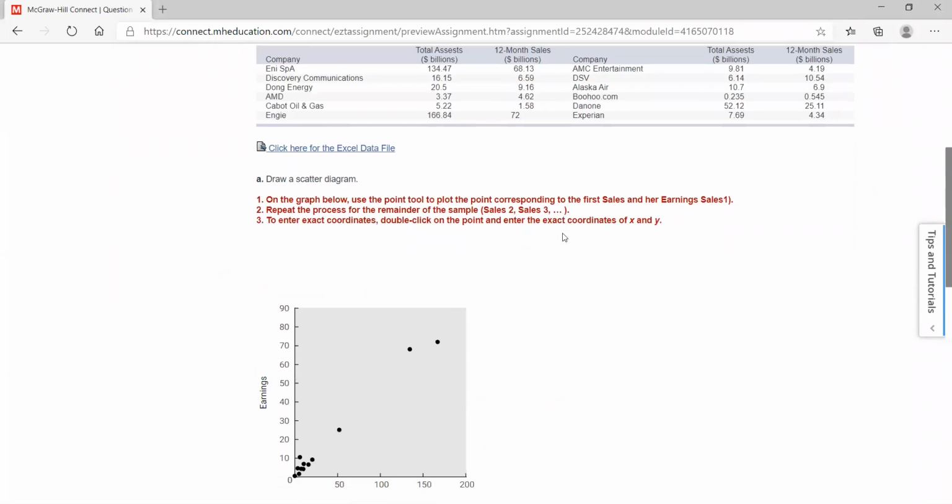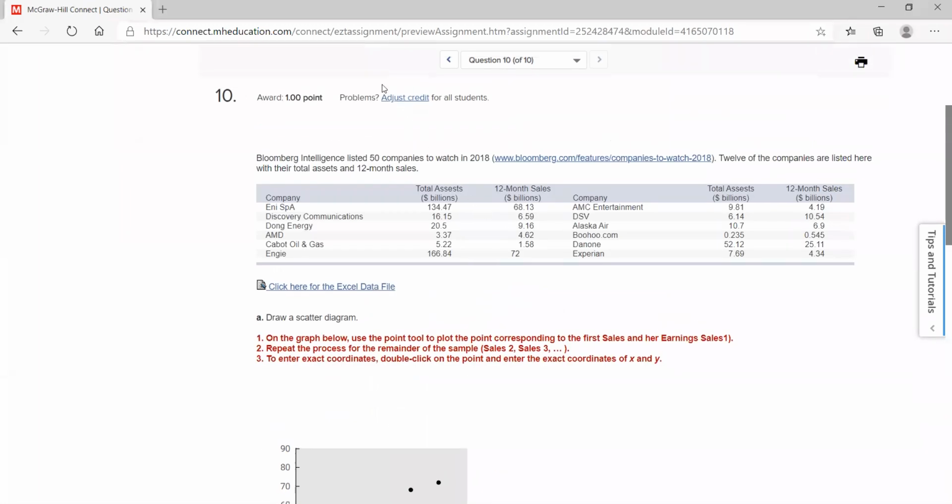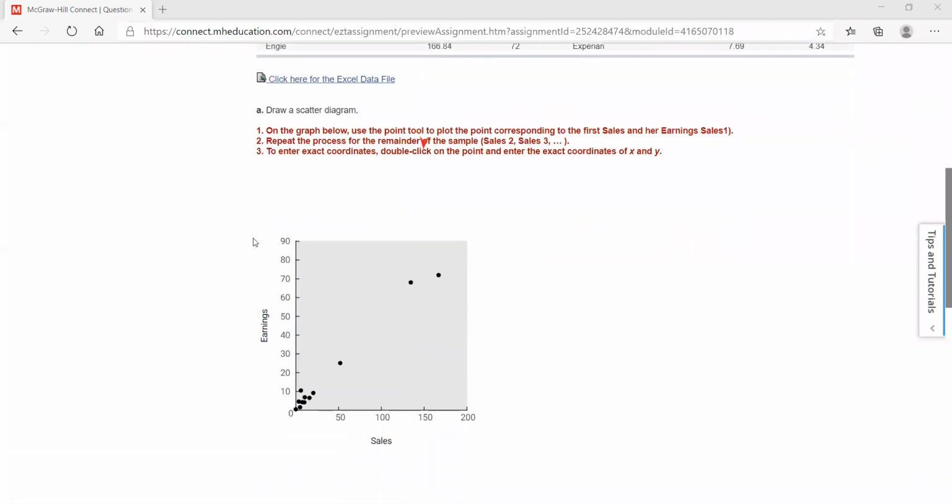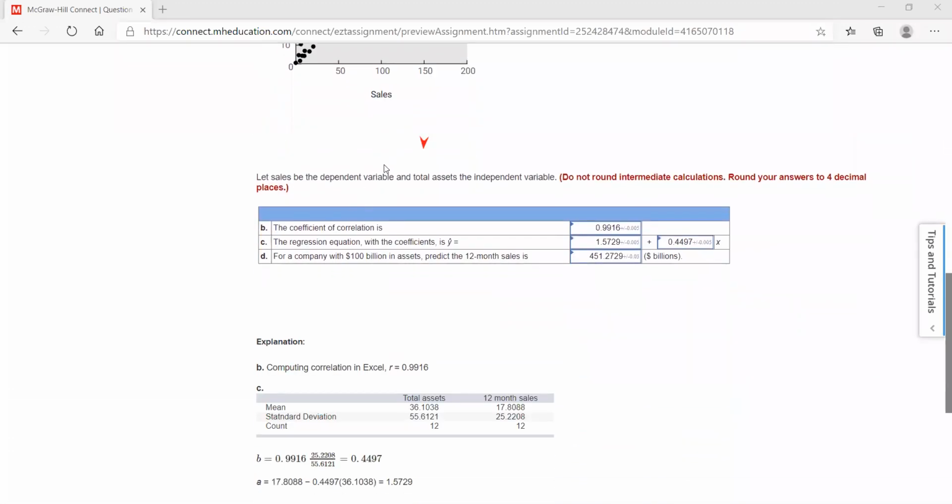And then the last one, again, they want you to graph this one. And again, you've got assets and sales. So you've got x and y again. And then they want you to do a scatter graph, looking something like that. And then of course, on this one, they want you to do the correlation coefficient. Here's your regression equation, y equals a plus bx. And then you're going to plug that into x to figure out y.